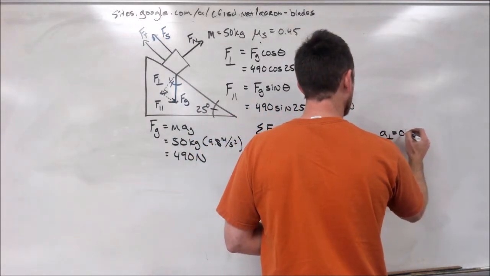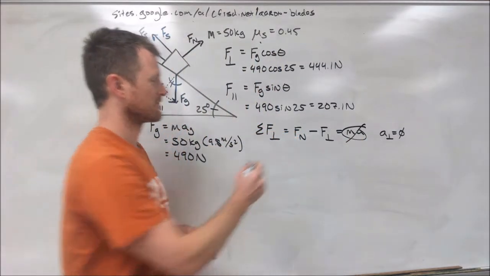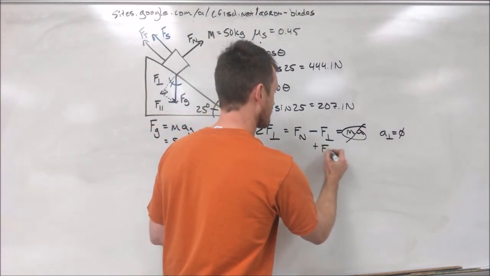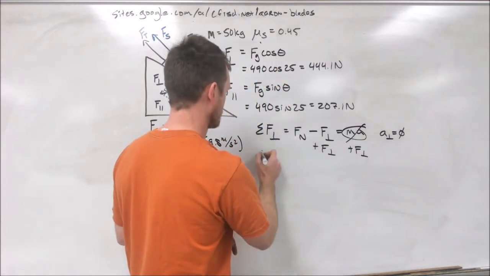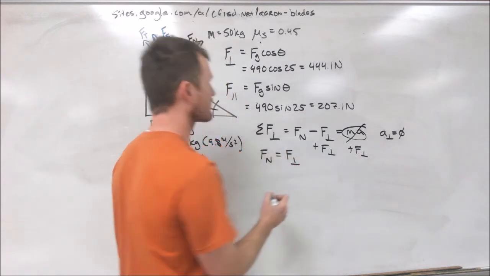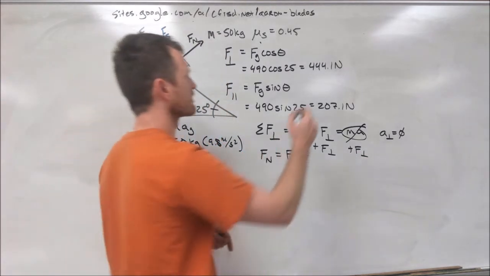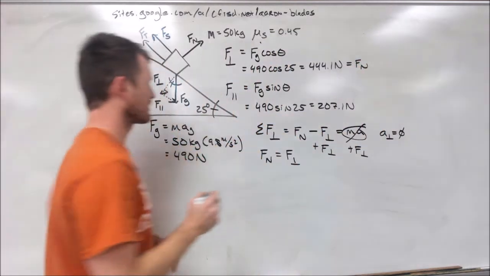Now, we don't have any acceleration in the direction perpendicular to the block, so m times a just equals 0. Now, if I add the force perpendicular to both sides, we can see that our normal force is just equal to our perpendicular force right there. So let's go ahead and write that in so we can keep track of it for later.